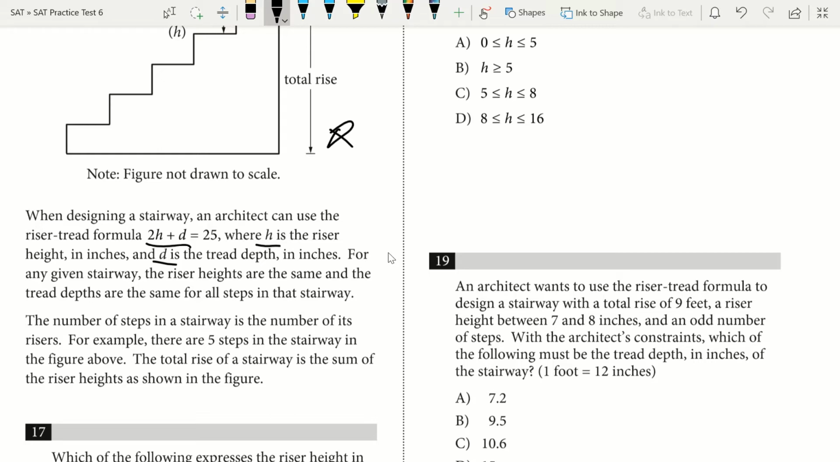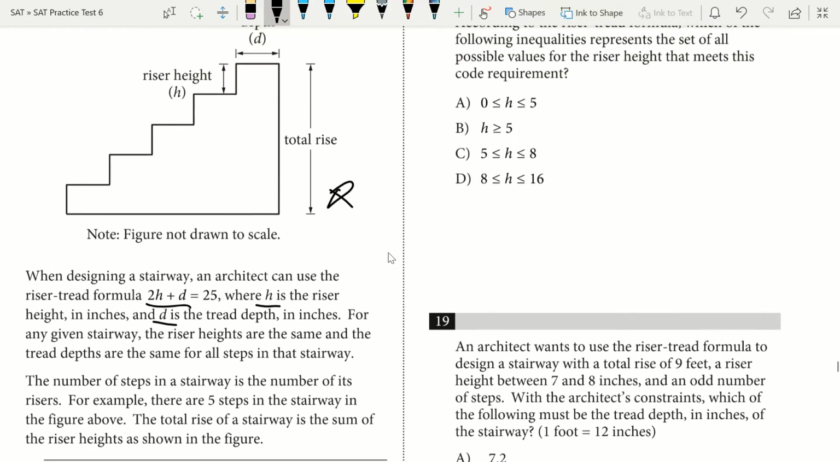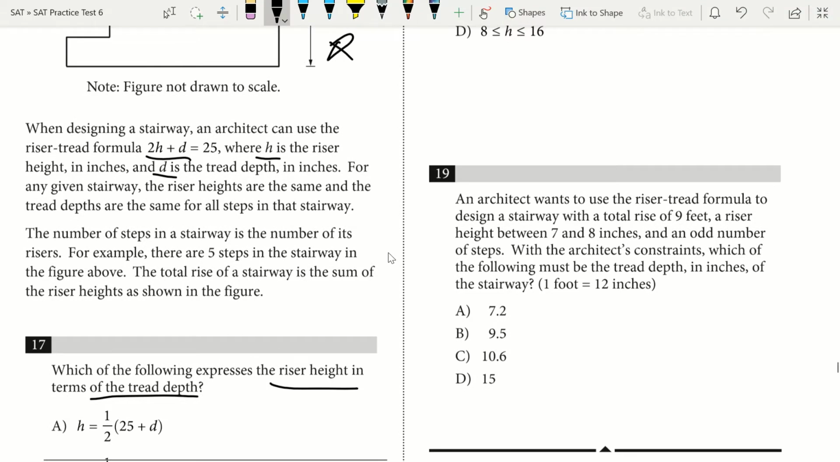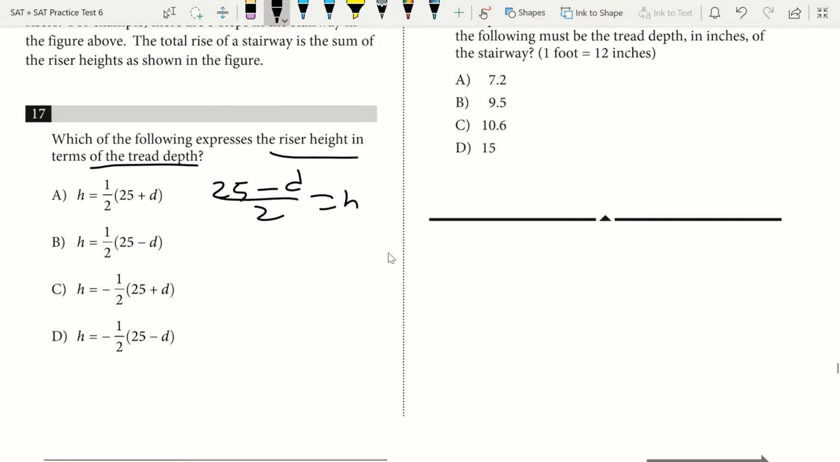All right, well, I look at this. I can see h is here. I got d there. I got this equation here. Which of the following expresses riser height, which is h, in terms of tread depth? I'm just manipulating to solve for h. So I'm going to subtract d from each side right here, right? So now I got 25 minus d, and then I divide by 2. So I'll have 25 minus d over 2 equals h. That'll be my equation. So I just find what matches that.